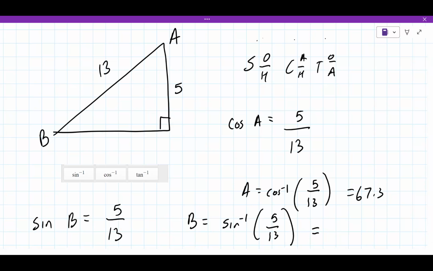I got 22.6. No way, it's got to be exactly the same. Let me just check here. I didn't check the first one. Cosine inverse of 5/13. That one's right. Okay, try that one more time. Sine inverse, not cosine. You're using sine this time.